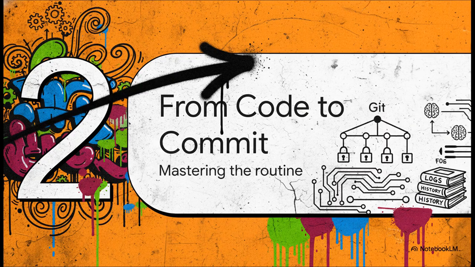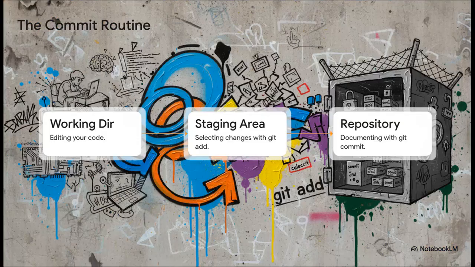Section 2. From code to commit. Mastering the routine. So how do we actually build this project memory? Well, the path of a change in Git is a very deliberate three-step routine. First, you have the working directory. This is just your visible folder where you're actively typing code, deleting lines, fixing bugs, doing the actual work. But Git doesn't just automatically save every single typo you make.